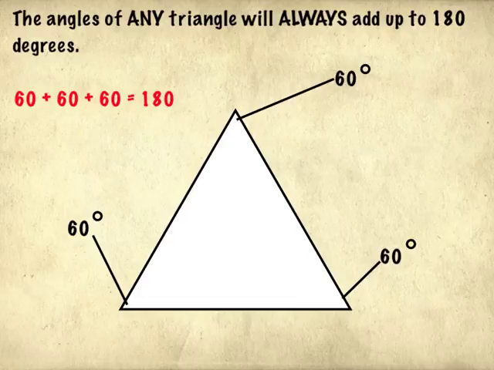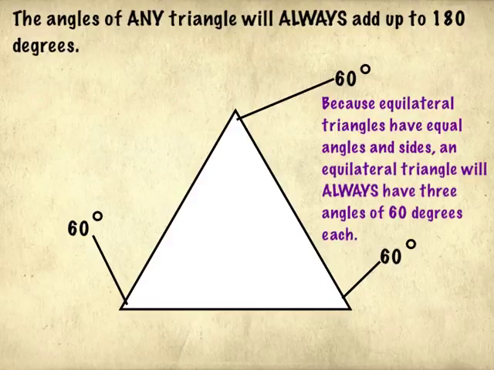So this is an equilateral triangle, which means that each angle will always be the same. In this case, they have to be 60, 60, and 60 because 60 plus 60 plus 60 equals 180. The three angles of a triangle always equal 180 degrees. Now, what that means for an equilateral triangle is that because equilateral triangles have equal angles and sides, an equilateral triangle will always have three angles of 60 degrees each. It can't be any different. Otherwise, they wouldn't be equal or they wouldn't add up to 180.